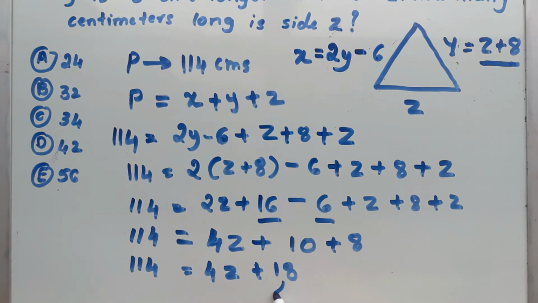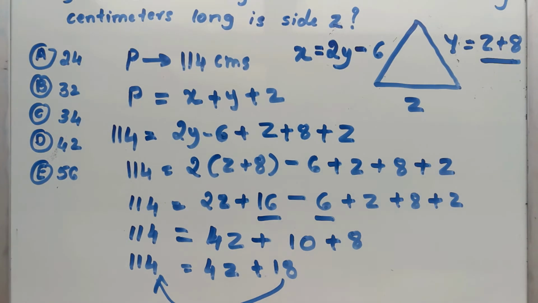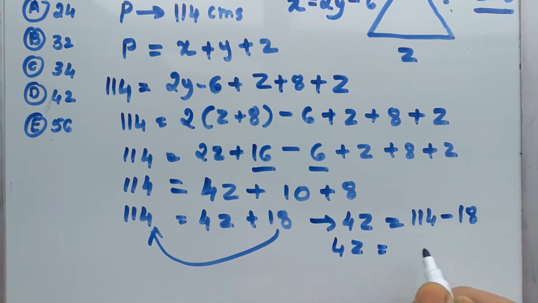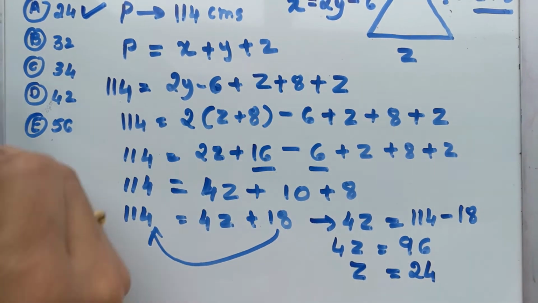Now, take this 18 to the left hand side. So this sign changes. Here addition sign becomes subtraction. So you have to subtract. 4Z is equal to 114, here plus 18 becomes minus 18. What is 114 minus 18? 96. 4Z is equal to 96, so Z is 24. So we have got 24. That is option A.